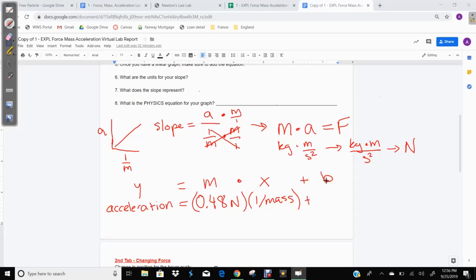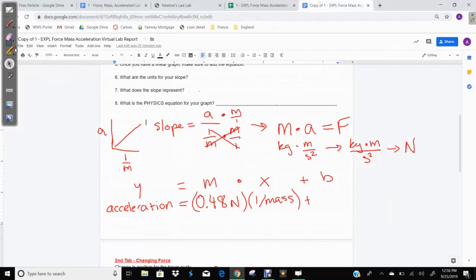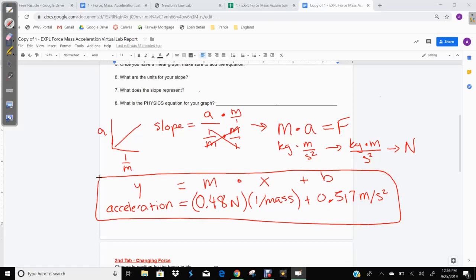plus our y-intercept, which my y-intercept is 0.517. And then the units for my y-intercept would be the same units as the y-axis, which in this case would be meters per second squared. So this right here is your physics equation. If you need to, pause that and go ahead and do yours. I'm going to go ahead and erase this, and we're going to move on.